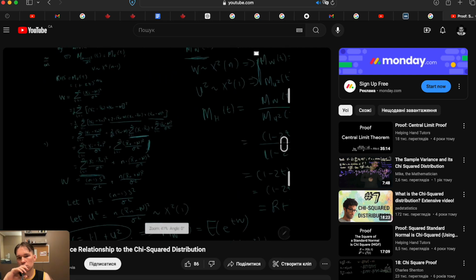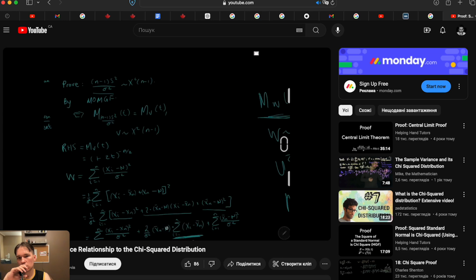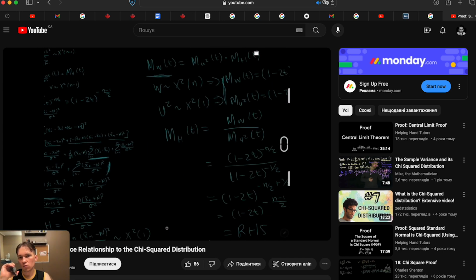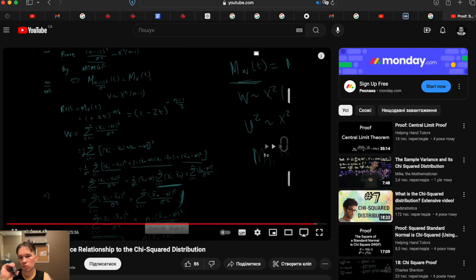If we look at what our right-hand side was, this should be n minus 1 over there, because remember v is chi squared with n minus 1. So that right-hand side is squared. So he basically proved it. Okay.